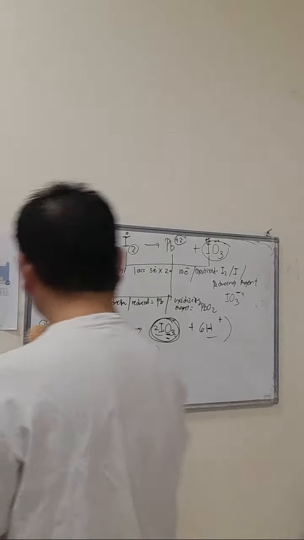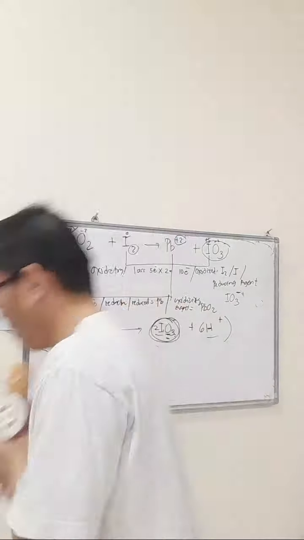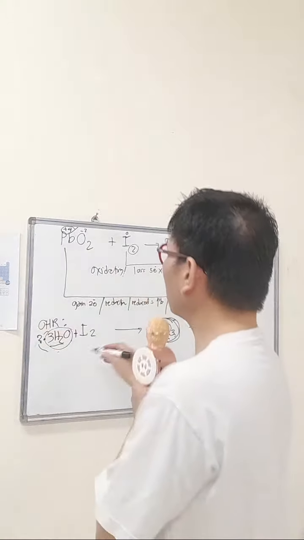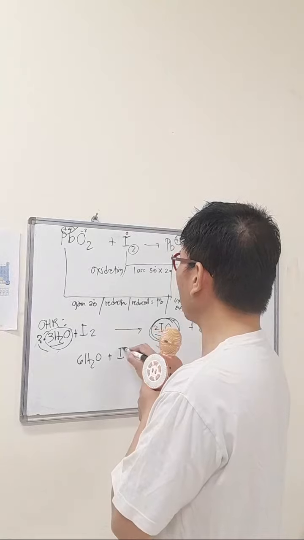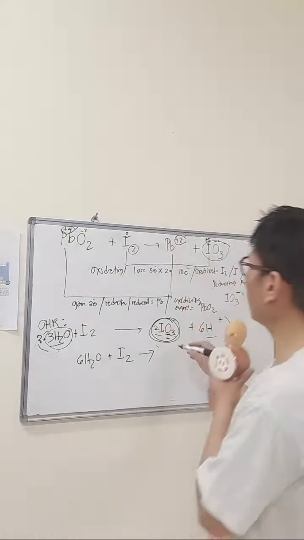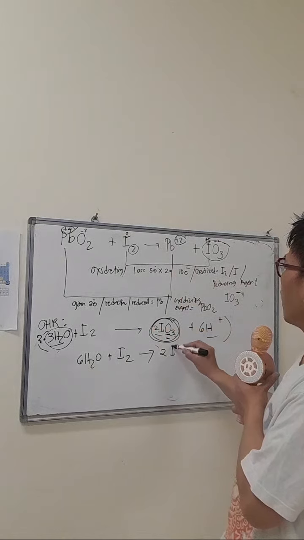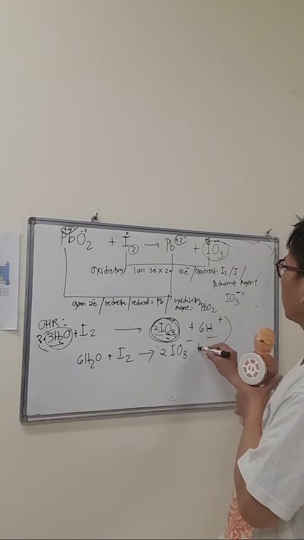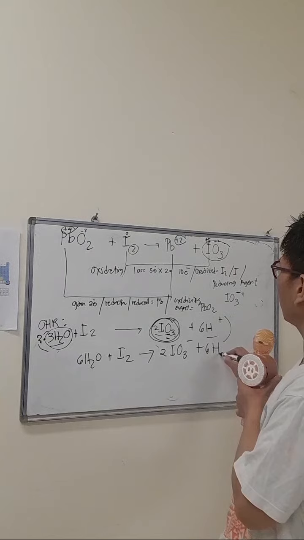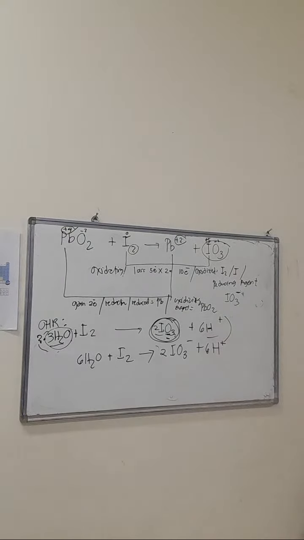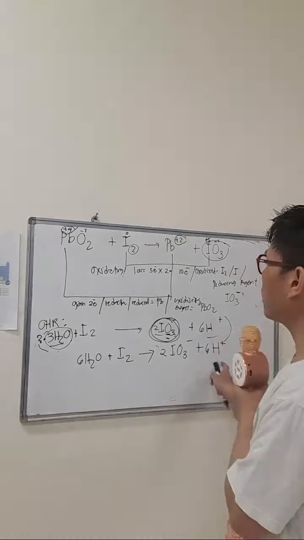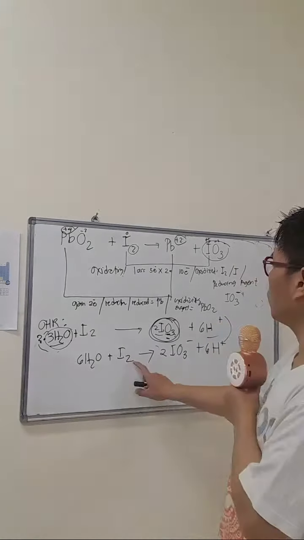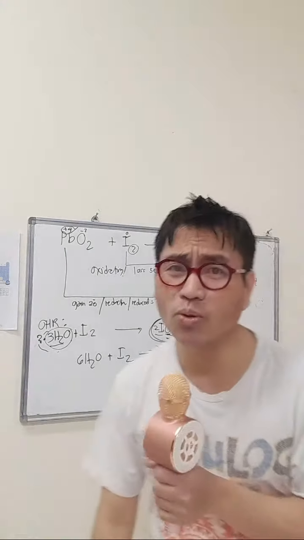Now simplify. 2 times 3 is 6. So 6 moles of water plus iodine gas is equal to 2 iodate plus 6H positive. We are still balancing the atoms, not yet the charge. So balance again: 6 oxygen balanced already, hydrogen 6 balanced already, iodine 2, iodine. Perfect! See, I told you.